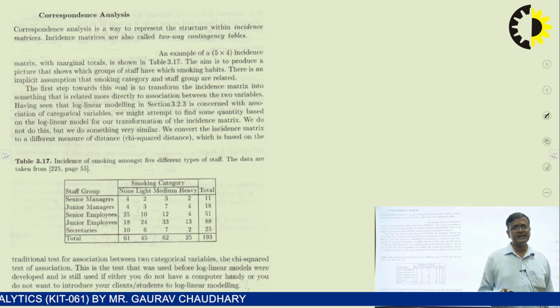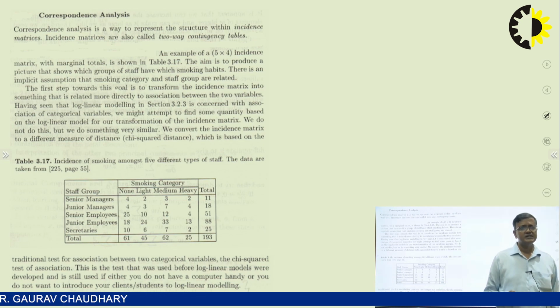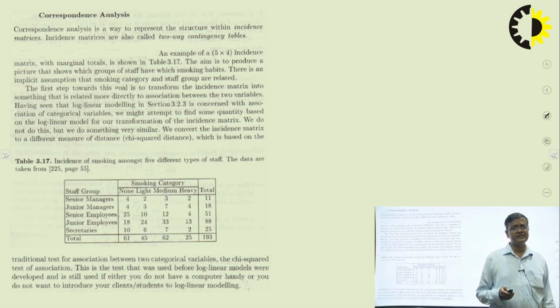Now coming to the second technique, which is correspondence analysis. Correspondence analysis is a way to represent the structure of the incidence matrix of the given matrix, and incidence matrices are also called two-way contingency tables. An example of a 5x4 incidence matrix with marginal totals is shown in Table 3.17.